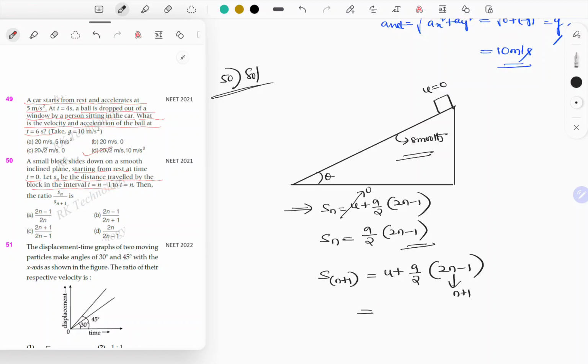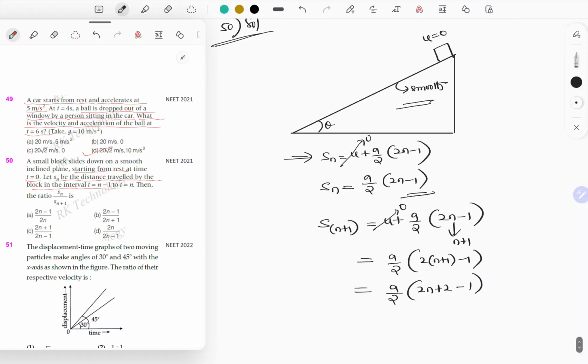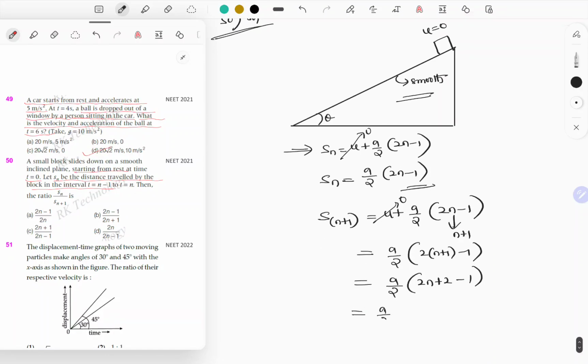So u is equal to 0 because it is released on the inclined plane, a by 2 into 2 times of n plus 1 minus 1. A by 2 into 2n plus 2 minus 1, which is equal to a by 2 into 2n plus 1. This is distance traveled in n plus 1 second.